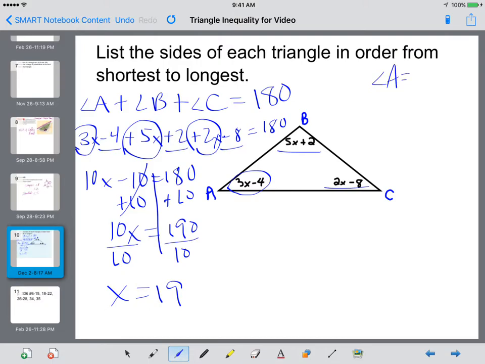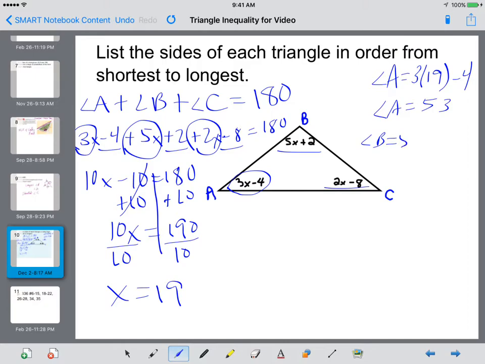So angle A, 3 times 19 minus 4. So I'm plugging in 19 for the x. So we got 3 times 19 is 57 minus 4. Angle A is 53 degrees.